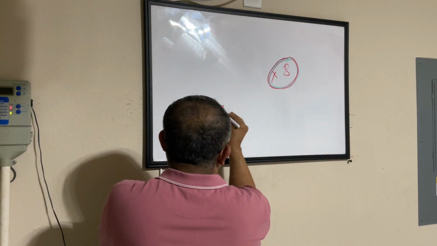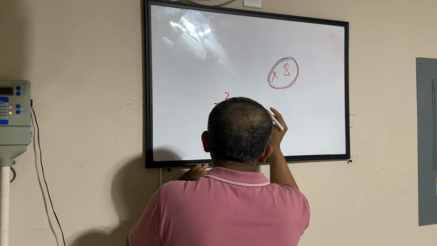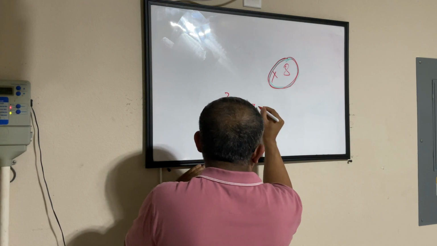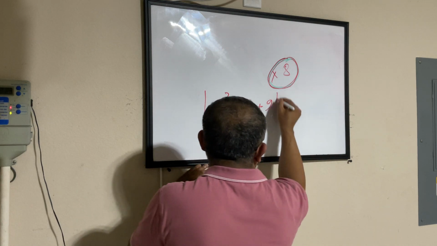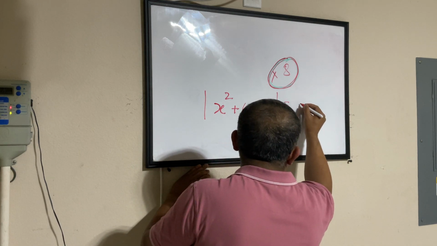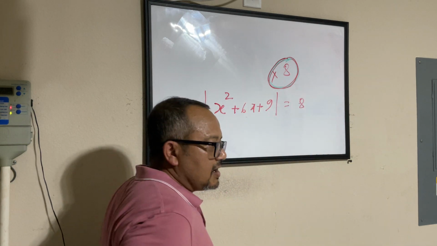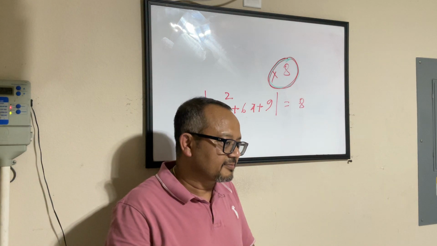If I say x squared plus 4x, can you guys solve it for x? And let's see how many solutions we are getting.